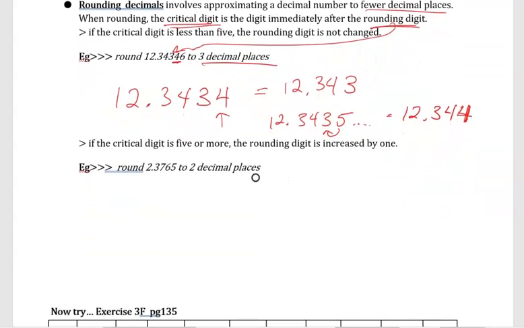As it says. So for this one, if we want to round this one to 2 decimal places, 2.37, 7 is my rounding digit, but here my critical digit is a 6. Do I keep that 7, or do I round it up to an 8? If the critical digit is 5 or higher, that means I'm going to take that 7 and increase it by 1 and make it 2.38.